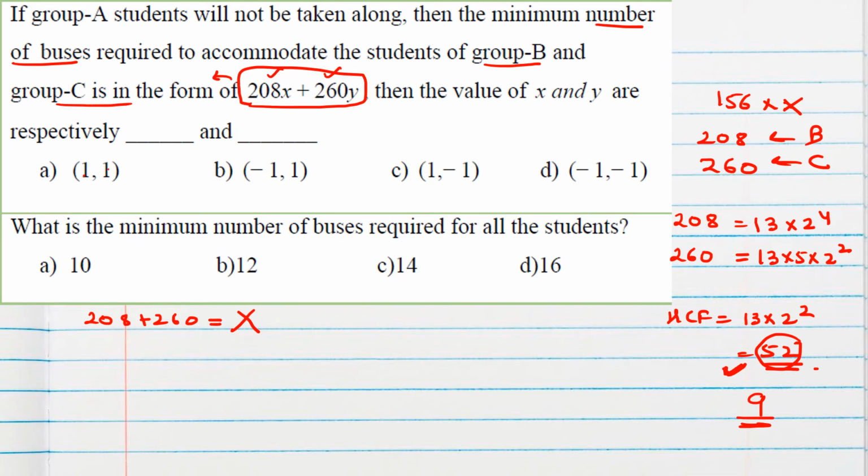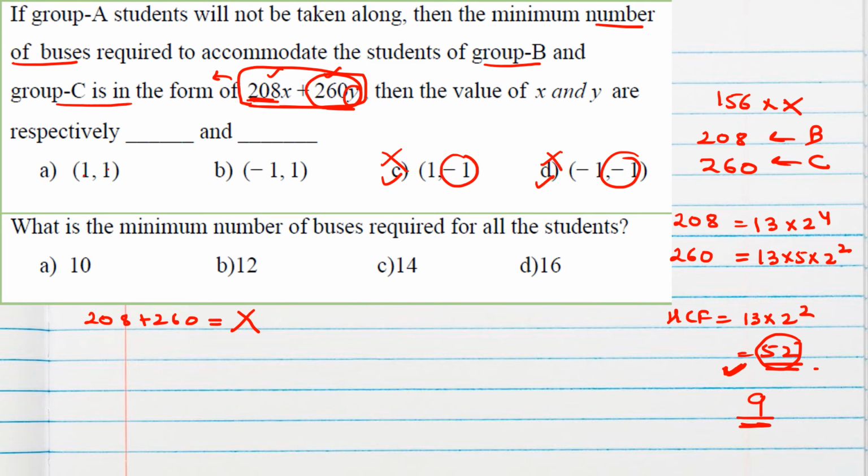But here it is given, the number of buses required to accommodate is given by this formula. So anyway, the number cannot be negative. The number of students or number of buses cannot be negative. So if you substitute options D and C, in this minus 1 is there. So Y is minus 1. That means minus 260 will be bigger than 208, because only 1 we have in the options, plus 1 and minus 1, isn't it? So this 260 will become negative, and if you subtract a bigger number from a smaller number, the answer will be negative only. So the number cannot be negative. So these two options are not possible.